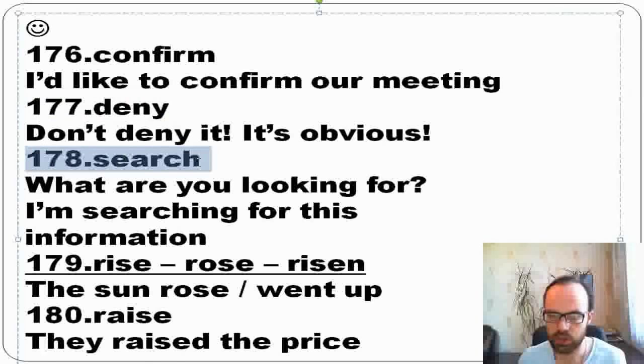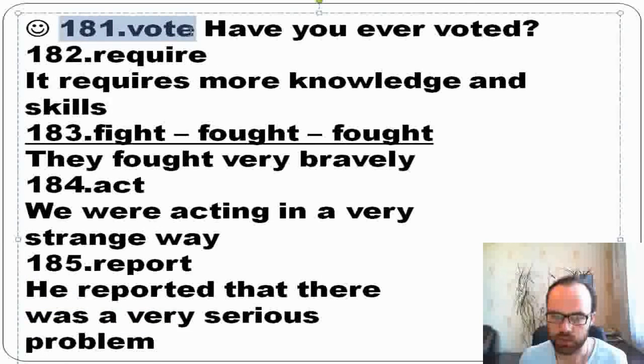Search. What are you looking for? I'm searching for this information. Rise, rose, risen. The sun rose, the sun went up. Raise. They raised the price. Vote. Have you ever voted? Require. It requires more knowledge and skills. Fight, fought, fought. They fought very bravely.